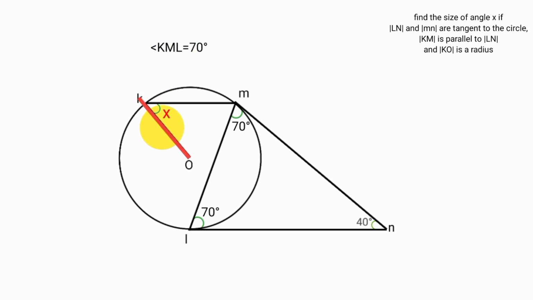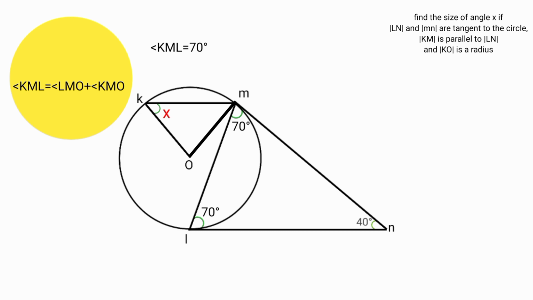Now since this line KO is a radius, that means this point O is the center. So we can draw out another line from this point O to this point M here. Don't forget, line MO is also a radius because it was drawn from point O here, which is the center of the circle, to this point M here, which is this point on the circumference. Now you can see this line MO has also divided this angle KML into two parts, which is angle LMO and angle KMO. But we know that their sum must be equal to angle KML. So we can form an equation that angle KML equal to angle LMO plus angle KMO.